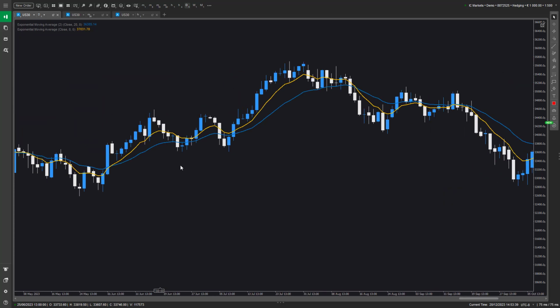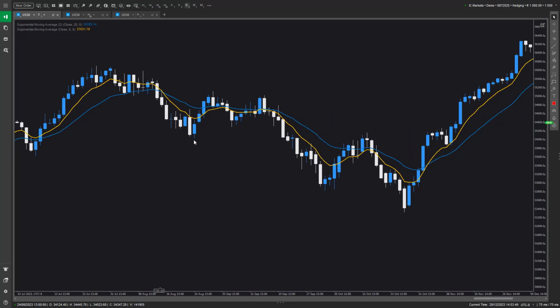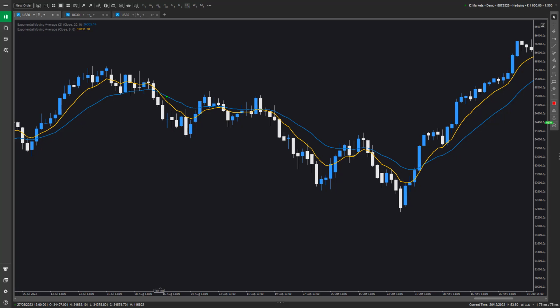So if we look at this on the chart, it tells us that we have an upward trend from here to here, which looks right. And we have a downward trend from here to here, which again looks right.